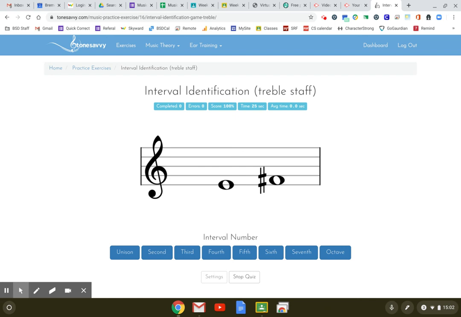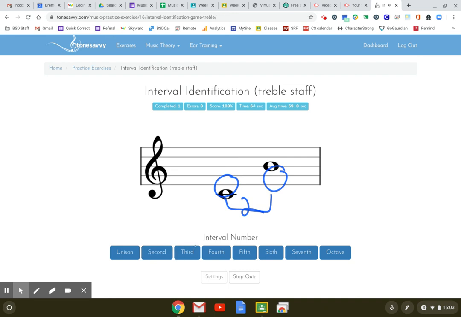So here's the Tone Savvy exercise for interval identification. And in this exercise, it asks us to tell how far apart notes are. Remember, we're not looking how far apart they are from left to right, but how far apart they are vertically. So I see here, again, it's in treble clef, we have an E, and then we have an F sharp. And I can see from that E to the F sharp, one is on a line and the other is on the next space up, so I can tell these must be a second apart. So if I click on second, it tells me that I'm correct.